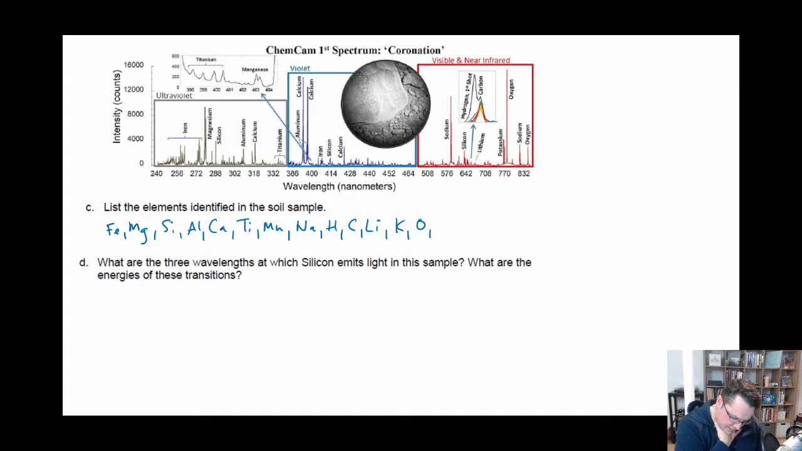And so now part D: what are the three wavelengths at which silicon emits light in this sample? What are the energies of these transitions? If we look at silicon, there's one that comes in at 288 nanometers, another one at 414, and then another one at 642. The way to approach this, to calculate the energies of those transitions, is you simply have E is equal to hc over lambda.